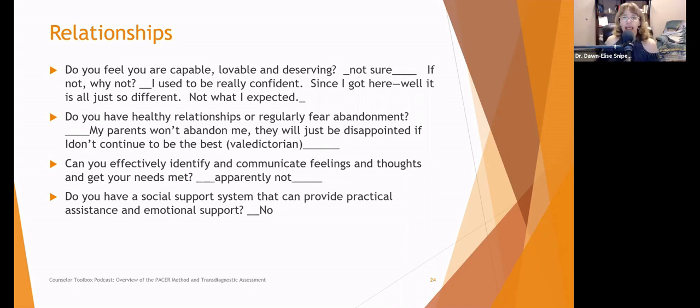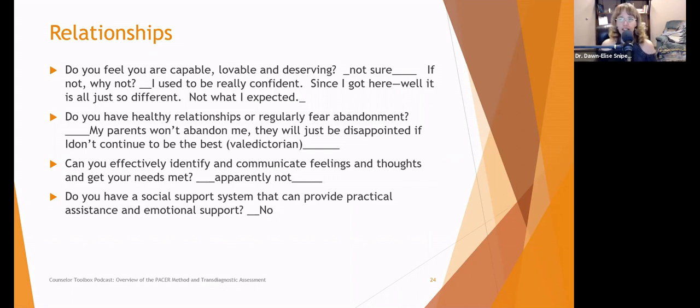Can you effectively identify and communicate feelings and thoughts and get your needs met? She goes, apparently not. Her roommate, she's tried to talk to them and they kind of ignore her and do their own thing. Her parents, she's tried to talk to them and they minimize and dismiss her concerns and her feelings. She doesn't feel like she's being heard.